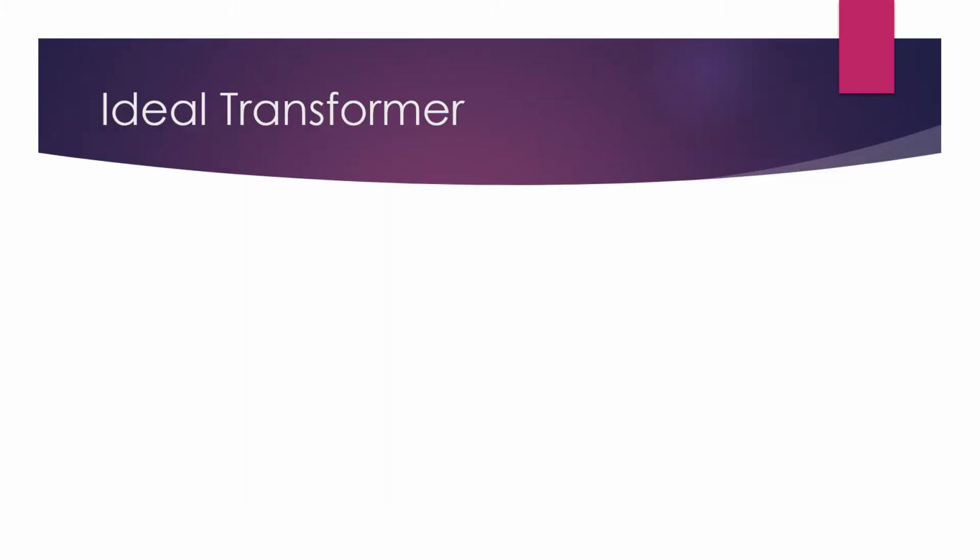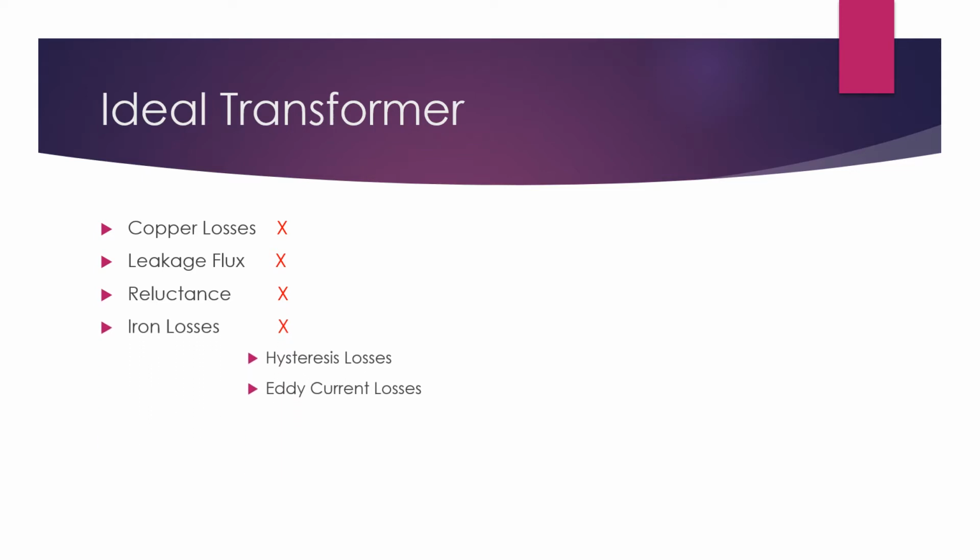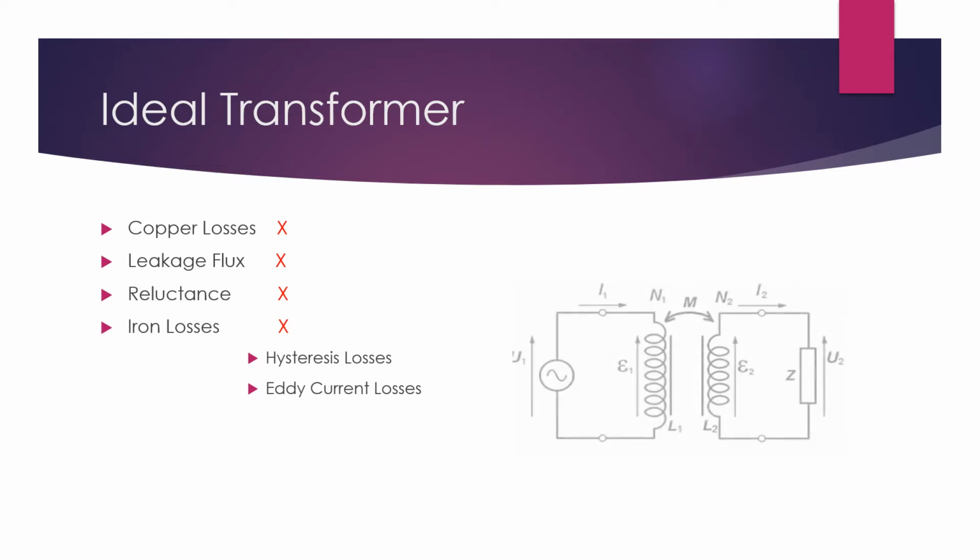Before we proceed to the real transformer, let us first recall our previous lesson, which is about the ideal transformer. An ideal transformer is a transformer which is free from all types of losses. These losses are copper losses, leakage flux, reluctance, and iron losses, including hysteresis losses and eddy current losses. The equivalent circuit of an ideal transformer looks like this.